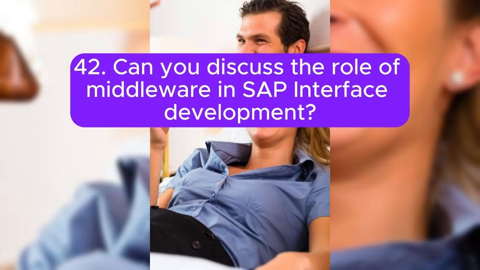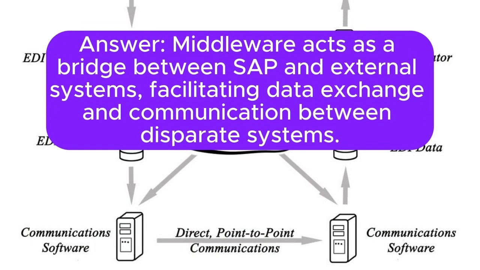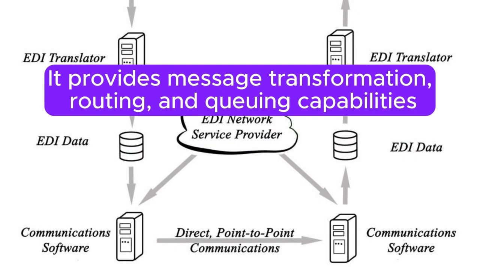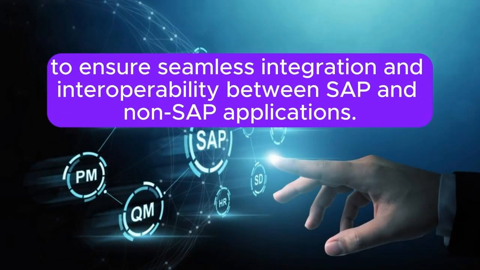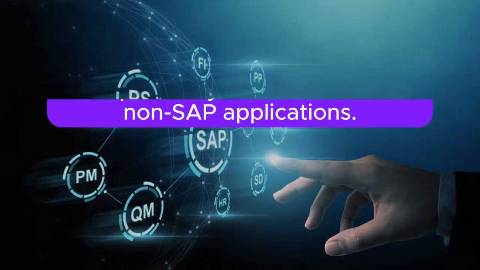42. Can you discuss the role of middleware in SAP interface development? Answer. Middleware acts as a bridge between SAP and external systems, facilitating data exchange and communication between disparate systems. It provides message transformation, routing, and queuing capabilities to ensure seamless integration and interoperability between SAP and non-SAP applications.